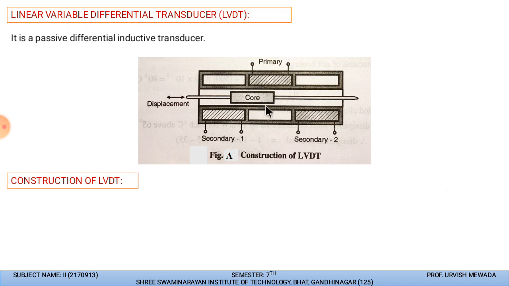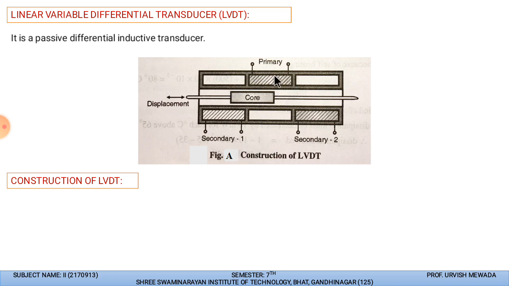In this we have one hollow bobbin in which we have the core, or we can say the movable part of this transducer, and the core is in the transformer. Generally the function of the core is to provide a low reluctance path to the magnetic flux. So in this we have a bobbin, and on the bobbin surface we have two secondary windings, and a primary winding. Both secondary windings are connected in differential manner.